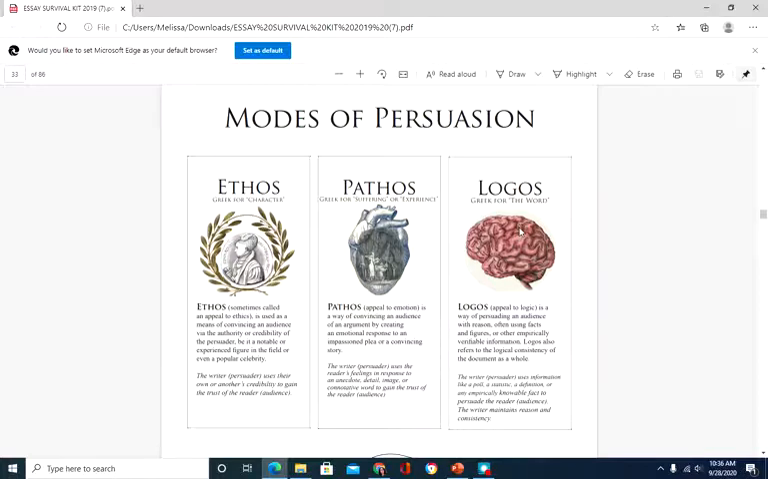I want you to specifically identify how she creates her own credibility, how she explains the credibility of any sources that she might use. Same with Malcolm Gladwell.